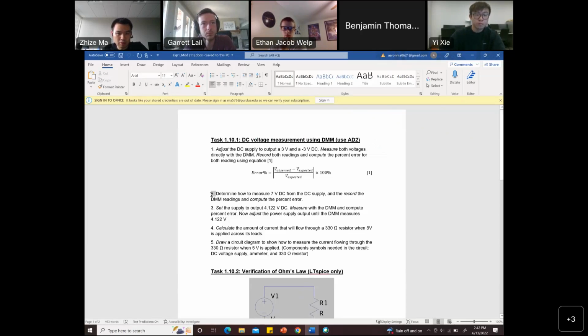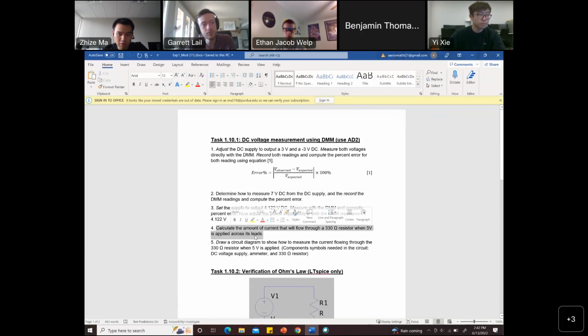And step number 2 is a little bit of a tricky question. They need to generate a 7-volt DC power supply, but the AD2 maximum power supply is 5 volts. So they need to know the voltage is the potential difference. Okay, so they can have +3 and -4 volts. That's a 7-volt difference, to generate a 7-volt measurement. And step 3 is easy.